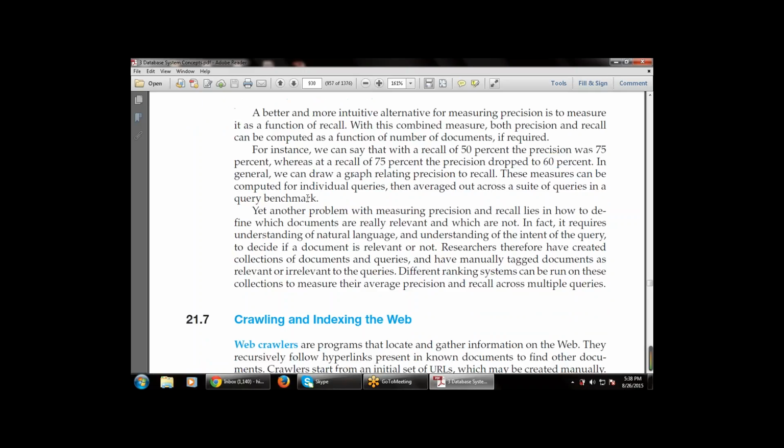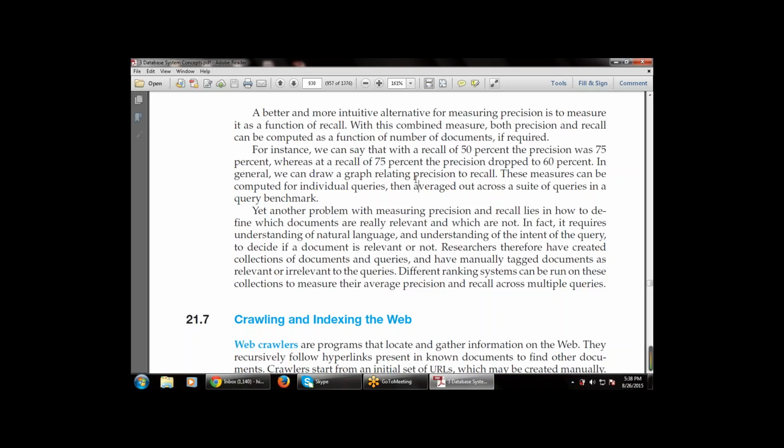In general, we can draw a graph relating precision to recall. Whatever data is available is held in the database storage. These measures can be computed for individual queries, then averaged across a suite of queries in a query benchmark.